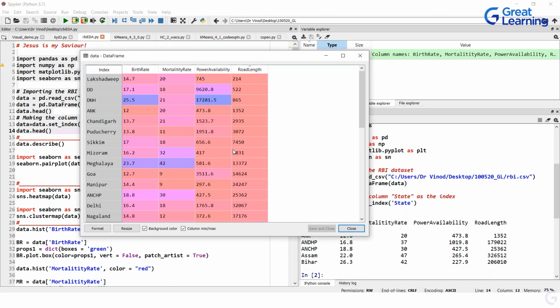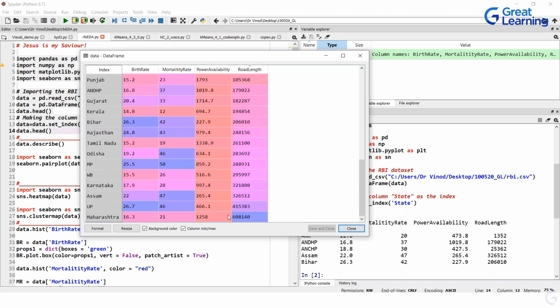Let me click it and let me go. Maharashtra. Maharashtra is an industrially very much developed state. 6 lakh 8,000. Next is UP, though industrially not developed, but geography wise, it's a big state. So 4 lakh 15,000. Assam, it's a surprise. Assam is very hilly. How were they able to prepare more roads, 3 lakh 26,000.